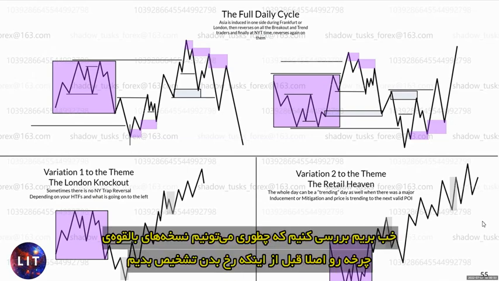Okay, so let's dig into how to identify potential cycle variations before they even happen.